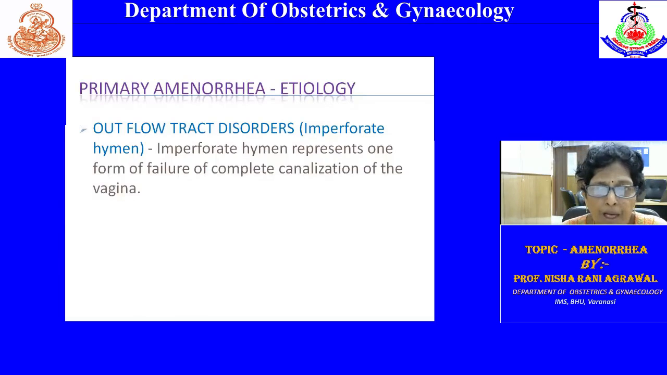Now coming to primary amenorrhea. What are the various etiological factors for primary amenorrhea? Outflow tract disorders like imperforate hymen. Imperforate hymen represents one form of failure of complete canalization of the vagina, which is very easy to treat. One cruciate incision and it is treated.